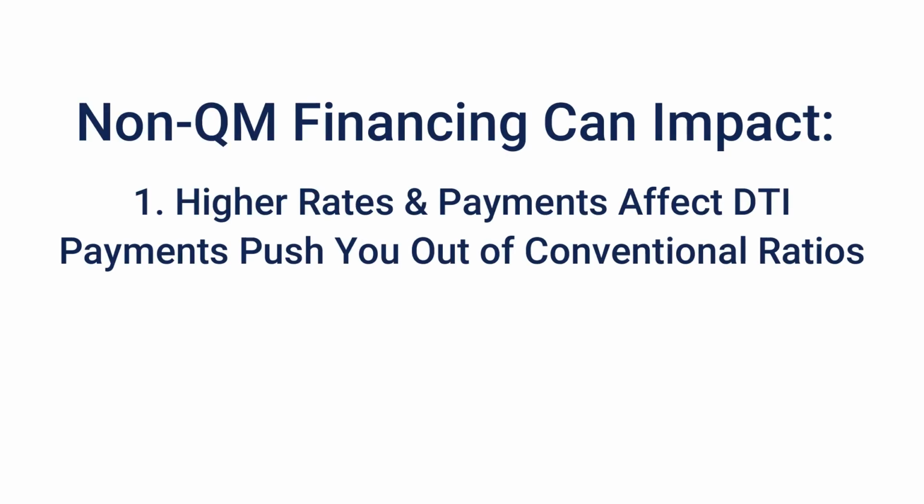But here's the flip side, and this is where a lot of investors get tripped up. If you lean on non-QM financing too early or too often, you could actually box yourself out of more affordable loans down the line. Here are two ways how that happens. First, higher rates and payments affect your global DTI. Even though a DSCR loan doesn't calculate DTI for that deal, your future conventional lender will look at that mortgage payment. And a higher non-QM payment could push your total monthly obligations too high for a new conventional loan.